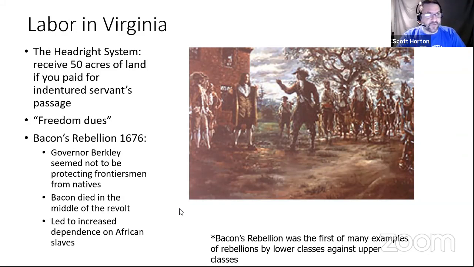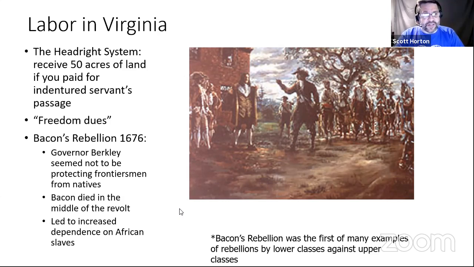There was a system called the headright system, where if you brought over indentured servants, you actually got additional land. So if you were wealthy, you could become a lot more wealthy as a result of this. Indentured servants eventually expected to be freed at the end of their term, usually 5 to 7 years, assuming that they lived that long. Disease often claimed them before that ended up occurring.